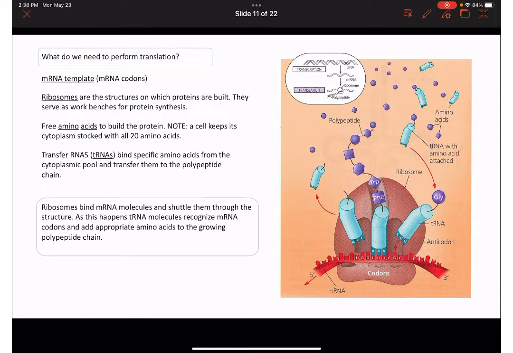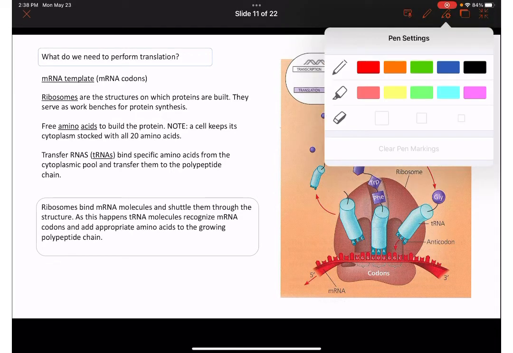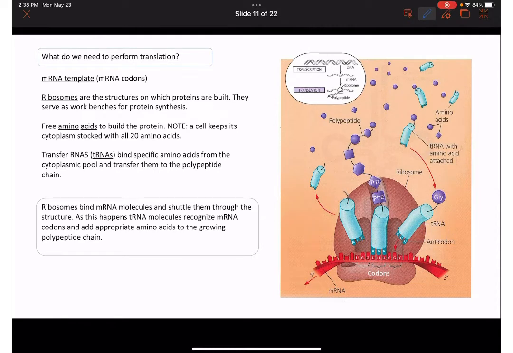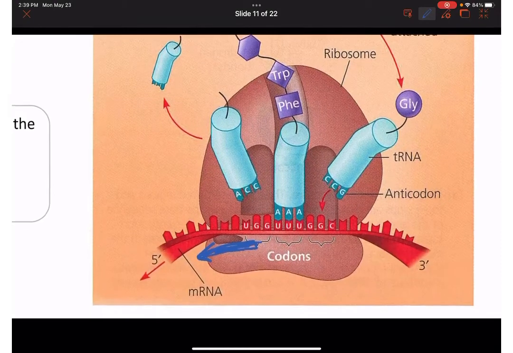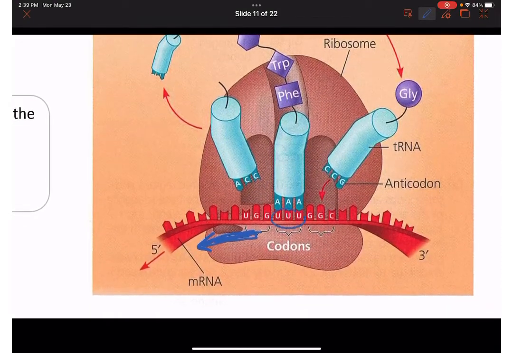And so again, essentially what's happening here is the mRNA is moving through the ribosome, and as it's moving through the ribosome, the genetic sequence of the mRNA is being read, and there are corresponding amino acids being added to the chain because of it.